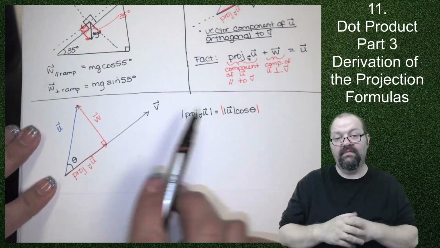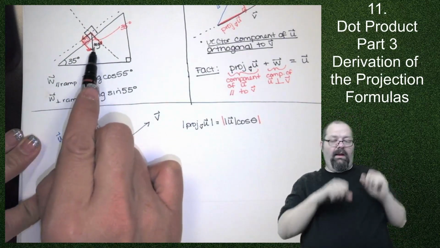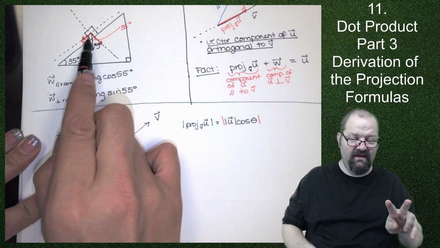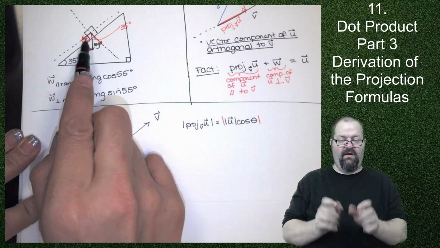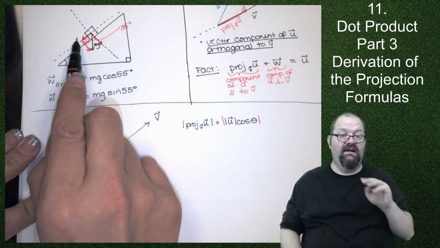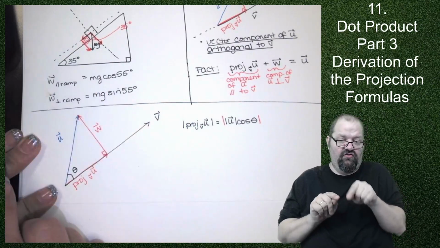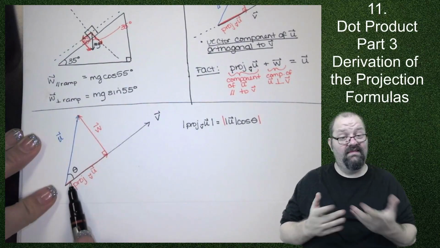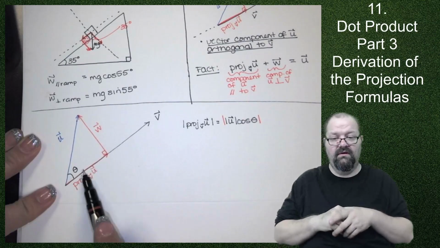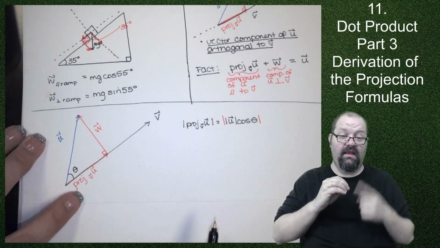And notice this is just exactly what we did over here. When I wanted the projection of this force mg onto the ramp, I just took the part of the force that was parallel to the ramp, that was next to the 55. I had mg, so that's the magnitude, times the cosine of 55, because that side was adjacent to the 55. That's what I have here. I've got the magnitude of my force times the cosine of this angle, because I'm on the adjacent side.